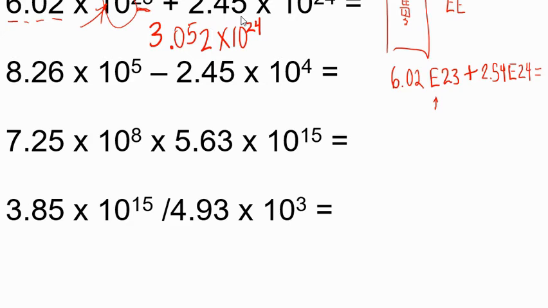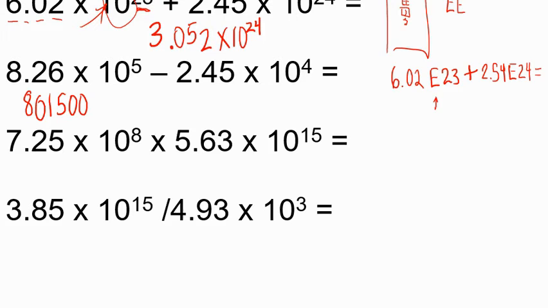So it's 8.26. You're going to hit second EE, or your EE key, or your exponent key, whatever it is for your calculator, minus 2.45. And this is what it's going to kick back for your answer. Okay, and we're going to talk about how we put that into scientific notation here in a second. I want to make sure everybody can get that as your answer.